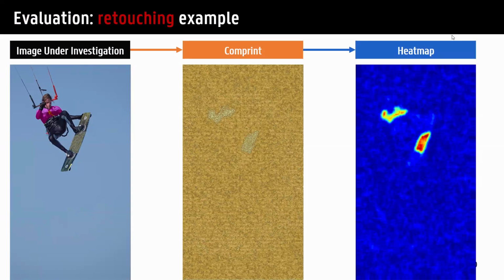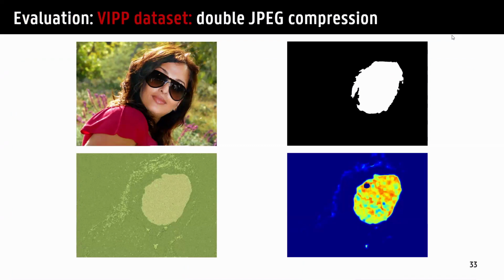Also, a retouching example, we changed the pattern of the board, and we changed the upper part of the suit of the kite surfer, and also these clearly light up. We also used some bigger data sets, which I will go over some examples of.